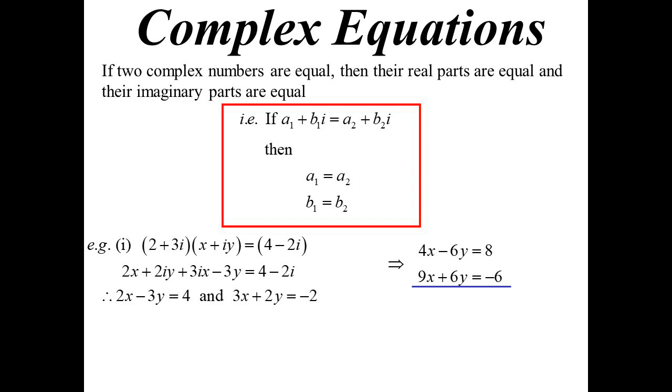I'll make the y's the same, so eliminate the y's. I get x is 2 on 13, sub back in, y is 16 on 13. Notice the question is not saying what is this complex number, it's simply saying what's x and what's y. So I just leave it like that. x is 2 on 13, y is 16 on 13.